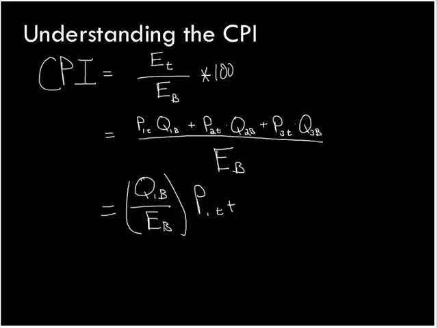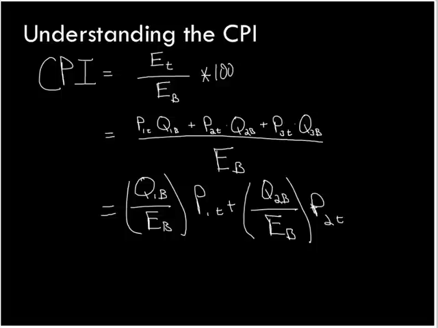I'm probably going to run out of room because I'm writing too big, but it'll be okay. Quantity of good 2 in the base year divided by the expense in the base year, times price of good 2 in the current period, plus the quantity of good 3 in the base year divided by the expense of the whole basket in the base year, times price 3 in time period t.